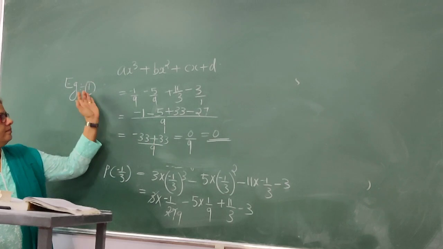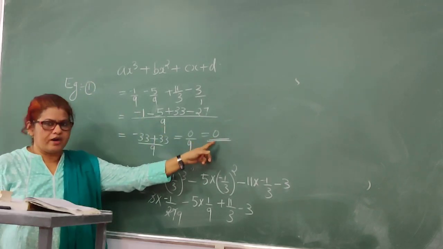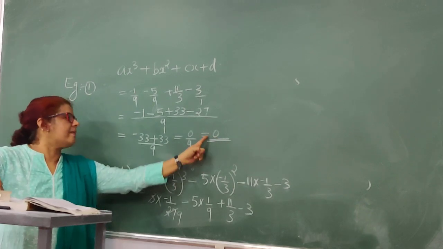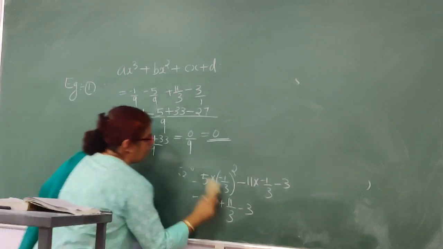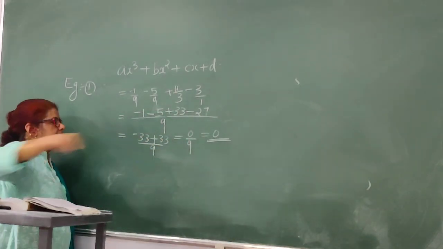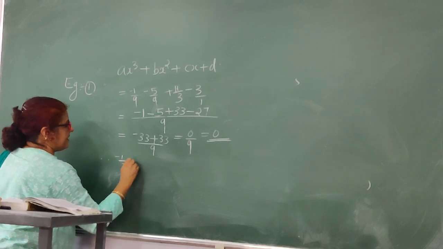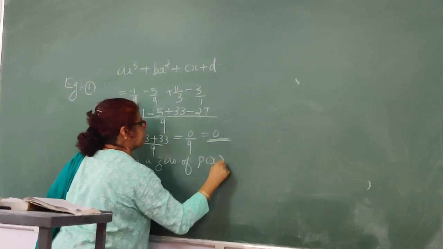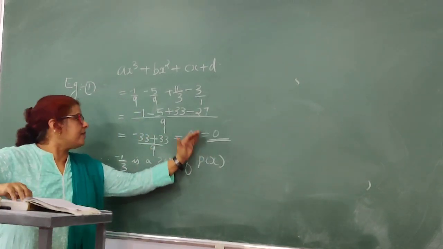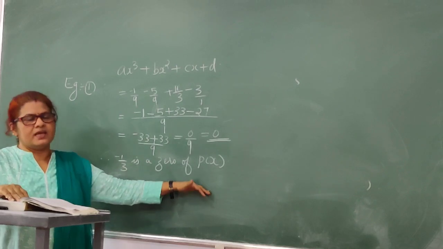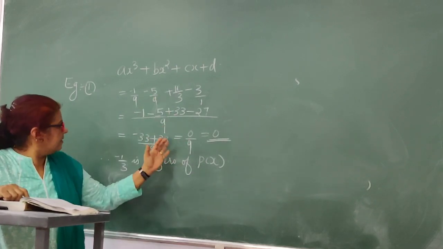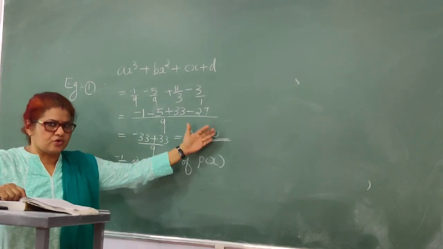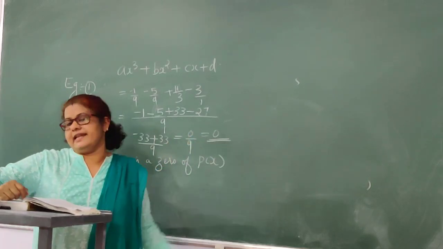And the third number, that is minus 1 by 3. We got P of minus 1 by 3 as 0. That is, minus 1 by 3 also is a zero of Px. Therefore, minus 1 by 3 is a zero of Px. This is the first part of this question. The question was to verify 3, minus 1 and minus 1 by 3 are the zeros of Px. It is over.